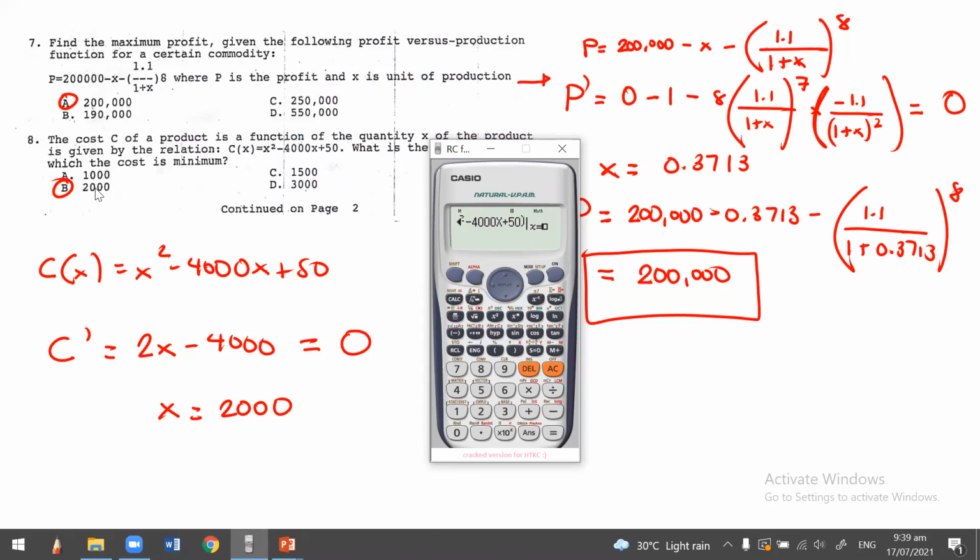Then, mag-type tayo dito ng mga choices. Pag nag-type tayo dito ng mga choices, trial and error sa mga choices, dapat yung magiging sagot is equal to 0. Ito dapat, mas satisfy niya to. So, try natin yung 1,000. Negative 2,000 yung sagot. So, mali.